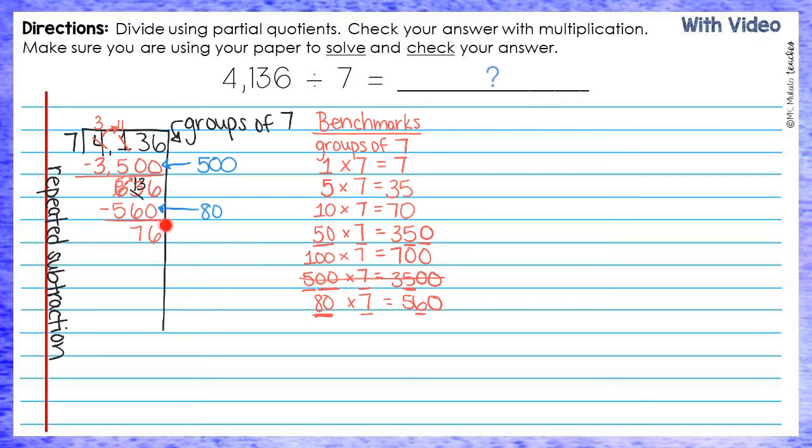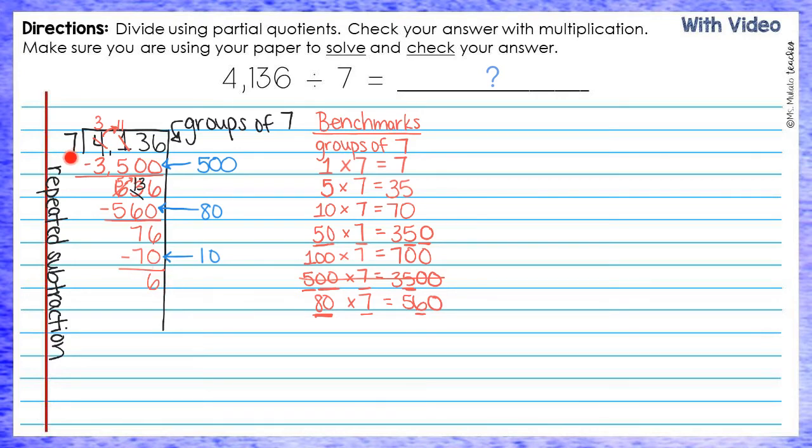How many groups of 7 are in 76? Well, over here, I know 700 is too big. 350 is too big. 70 I can definitely take away. 76 minus 70 is 6. How many groups of 7 are in 70? In 70, there are 10 groups of 7. So we're going to write 10 groups of 7 are in 70. And now we have 6.